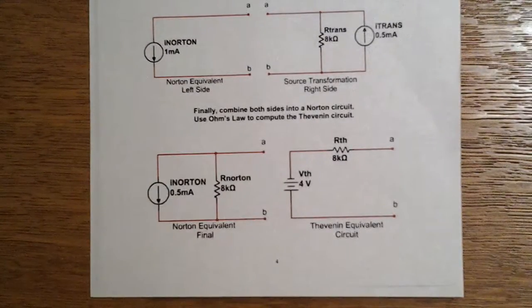Now we can use either the Norton equivalent or the Thevenin equivalent circuit and place any load across the terminals A and B, and it will behave exactly the same as if we had the original circuit.